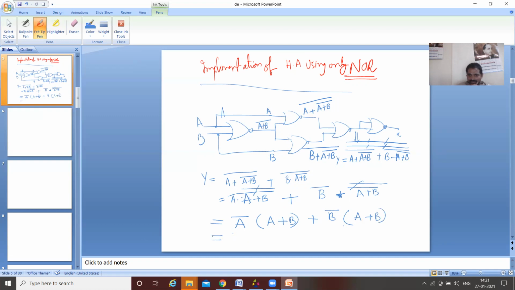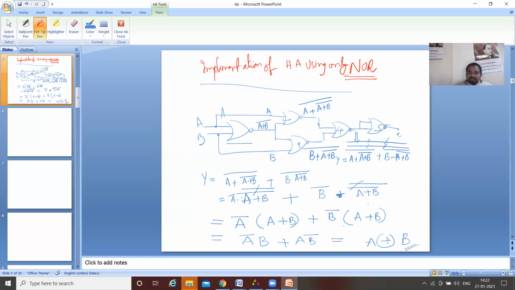A dot A bar will become 0. So A bar B plus B A B bar, again B bar and B get cancelled, 0. B dot B bar will become 0 according to Boolean simplification. So this is the same as A exclusive OR B. So an exclusive OR gate can also be implemented using only NOR gates, by using these five NOR gates: 1, 2, 3, 4, and 5 gates.